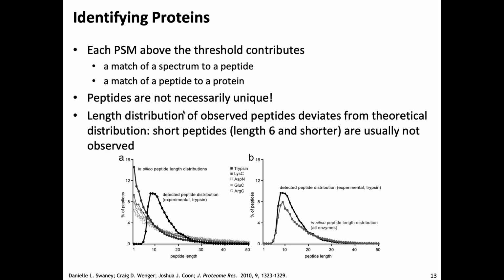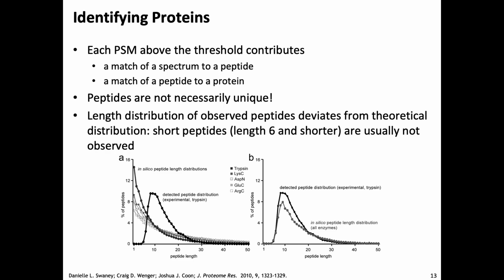So each PSM above a threshold corresponds to a match of a spectrum to a peptide and a match of a peptide to a protein. The protein comes from the database, and we would not identify anything that is not in the database. So you could argue, well, I know the protein. If I've seen the peptide, if I found it in a database search, then I should know the protein. What can go wrong there? Yeah. So we need to talk a bit about uniqueness.